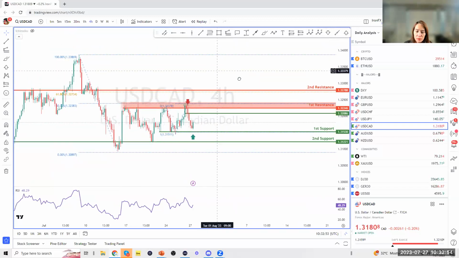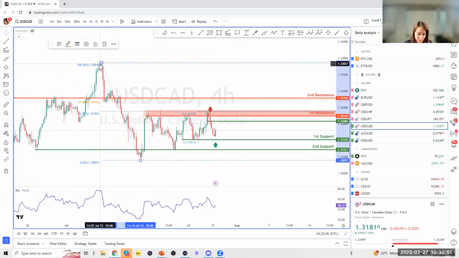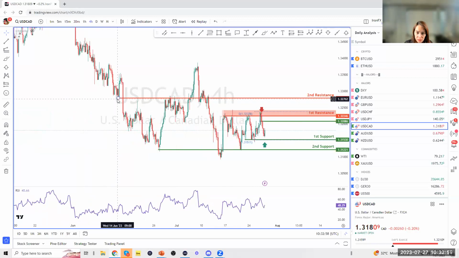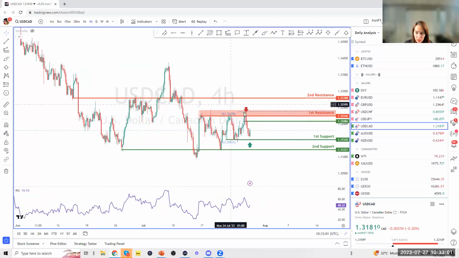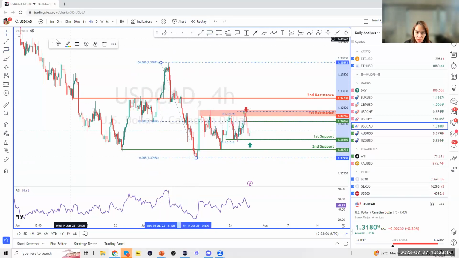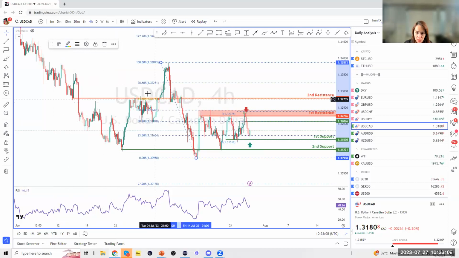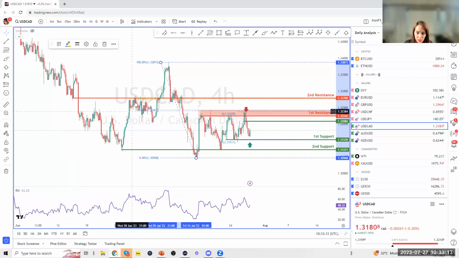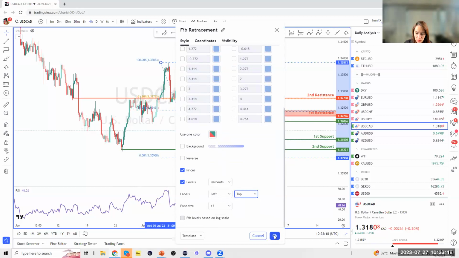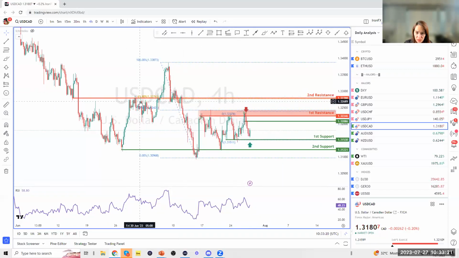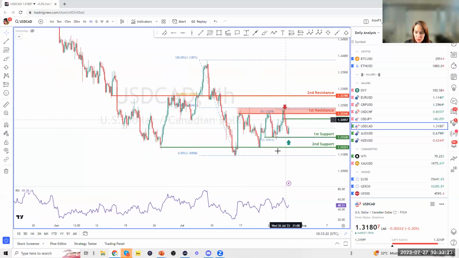What about the resistance? Actually the resistance I draw from this level to here as my second resistance, and I use Fibonacci to support my TA, which is 61.8% and 50% Fibonacci. You leave it like that. This is 61 and 50% here. All right, no question so far.